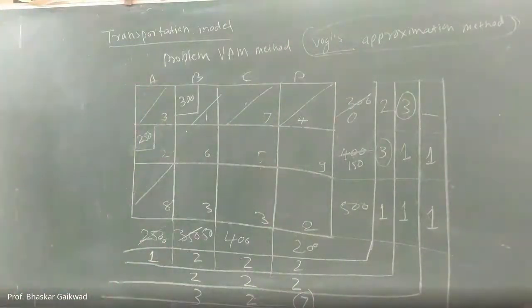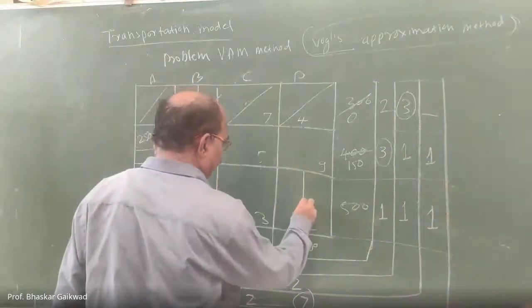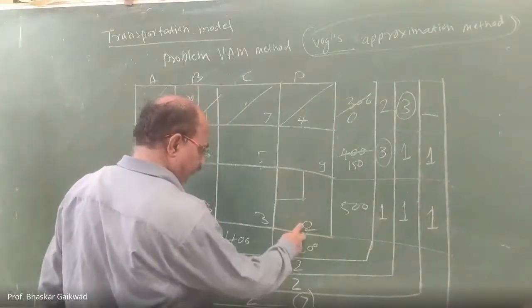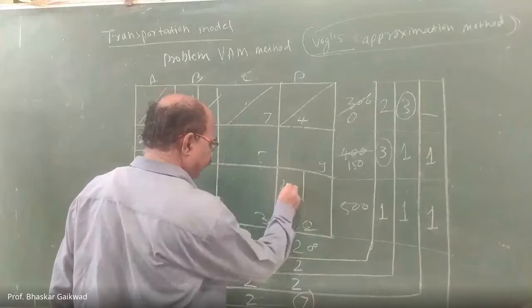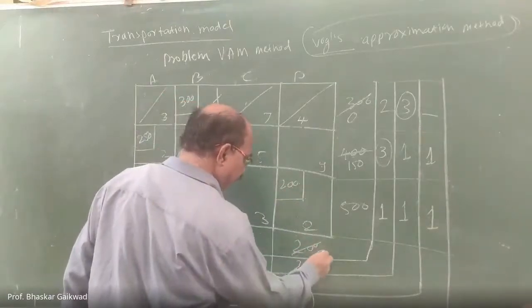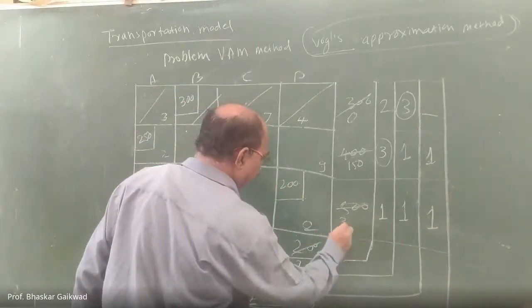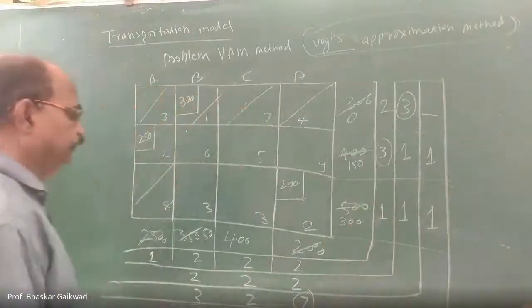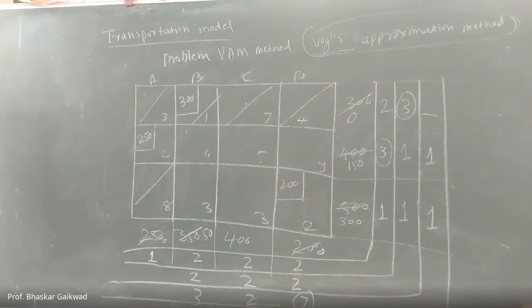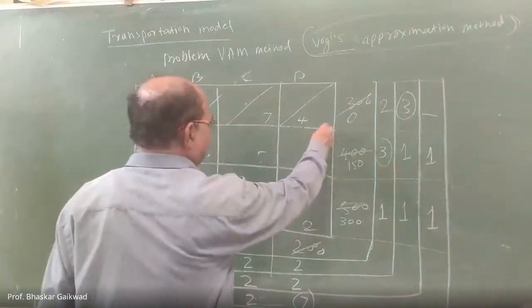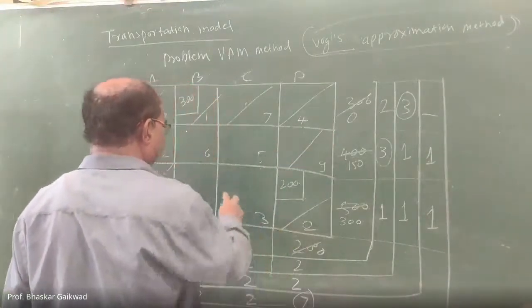Now you have to select that column, which is the minimum, 2. So which is the minimum? 2. So here you can write this way. This is the minimum, 200. You write it here, so this will become 0. And here you write. Correct. Now this row is done. So which is remaining, this.